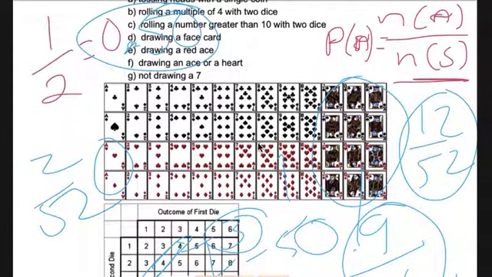Drawing an ace or a heart, and then not drawing a 7. Okay, so give me a second on these ones here. I just want to go over how that works. So drawing an ace or a heart. So let me see if I can make some room here.